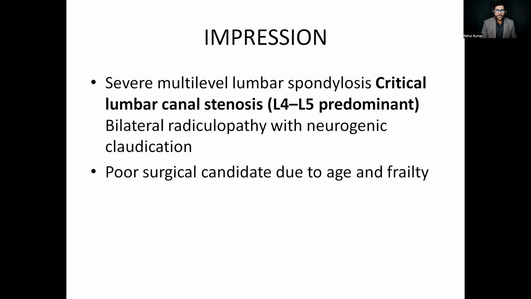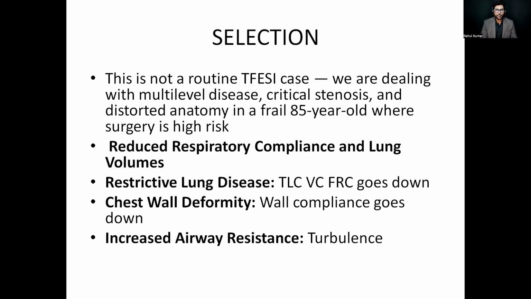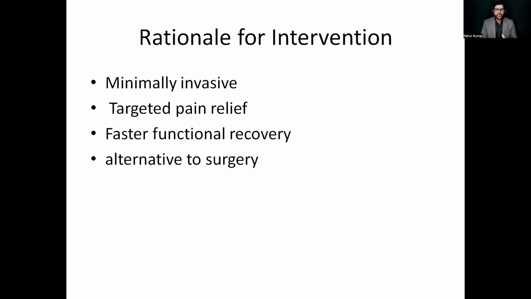Now, the critical lumbar stenosis is at L4-5, so I locked in on L4-5. Since she was a poor surgical candidate, this is where I decided to go ahead with my procedure. This was not a routine transforaminal, because generally patients have a straight spine, the landmarks are good, and you know where you're going with your needle on the C-arm. But we faced a lot of trouble.